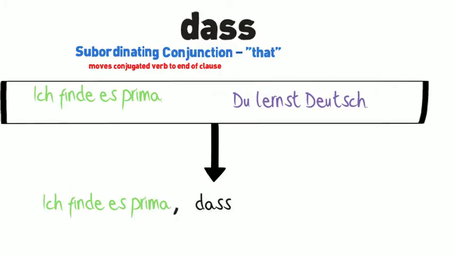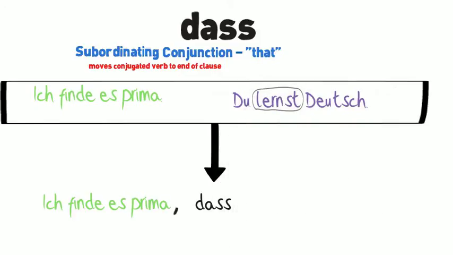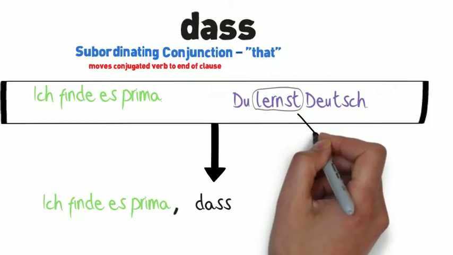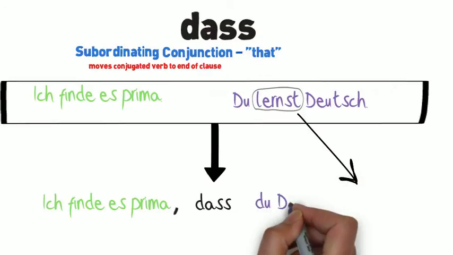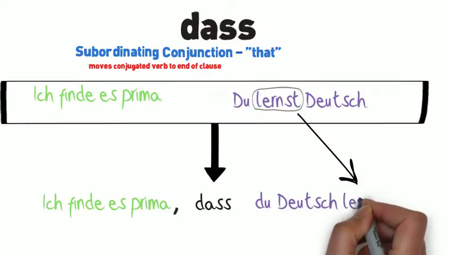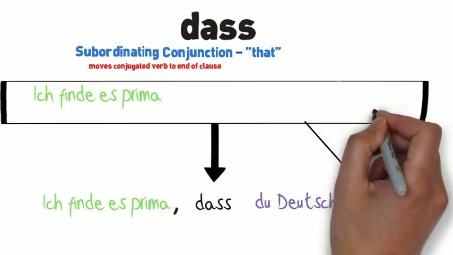Now we'll use dass as our conjunction, the piece that connects the two phrases and gives the new sentence a modified combined meaning. Now, because dass is a subordinating conjunction, we can't just keep that second piece exactly as it was in the standalone sentence. Instead, we have to move the conjugated verb from the standard second position to the last position in the clause. We end up with Ich finde es prima, dass du Deutsch lernst.